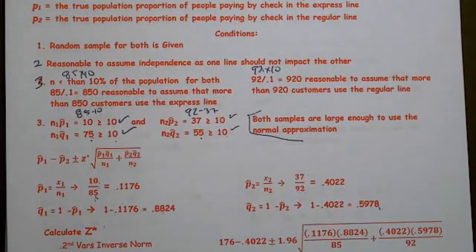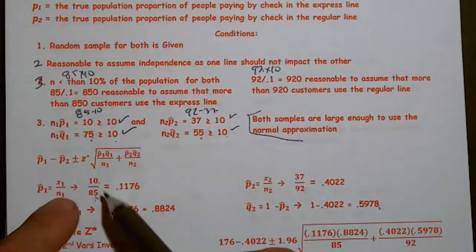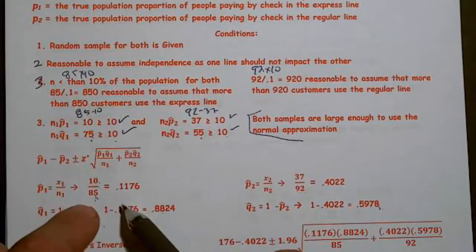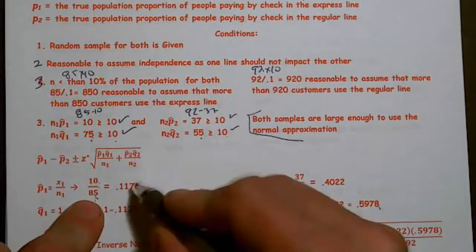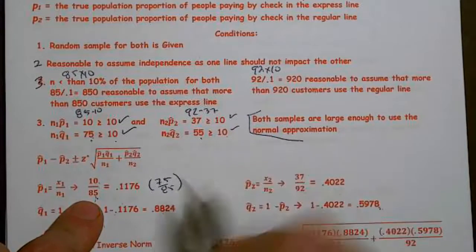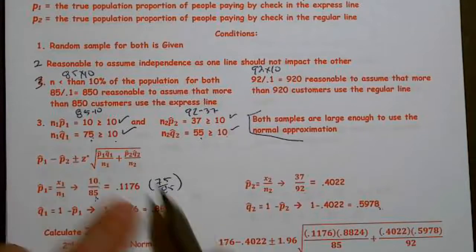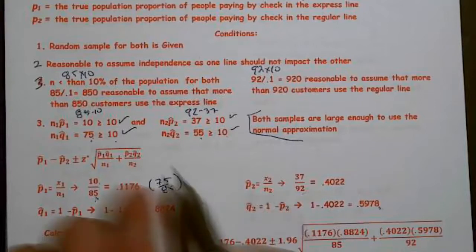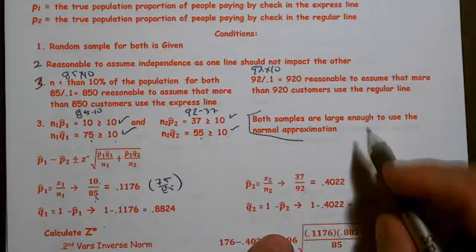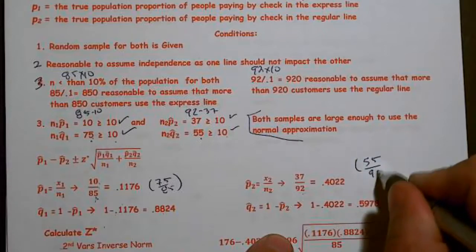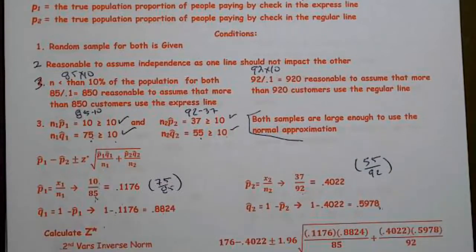All right, so I can plug into the formulas, and sometimes my students will want to plug in and they'll go, you know what? I want to plug in 10 over 85 for p hat 1, and then plug in 75 over 85 for q hat 1. Then over here, they'd plug in 37 over 92 for p hat 2, and then they would plug in 55 over 92 for q hat 2. You're welcome to do that.